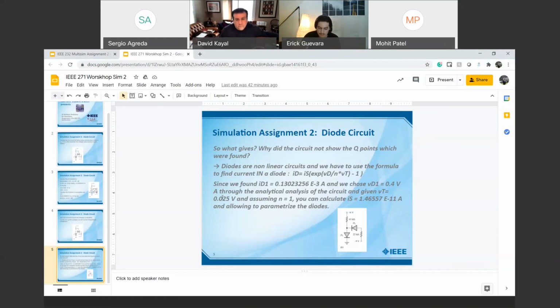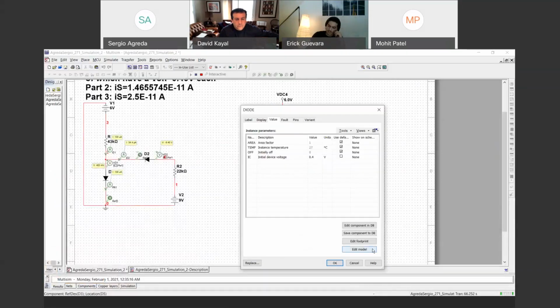No, that's a different thing. N is just a nominal factor that plays around with how this exponential behaves with the diode voltage that you chose. There's another variable that you could play around with in Multisim. Just go into this diode's model.